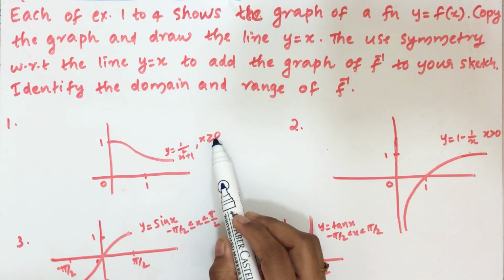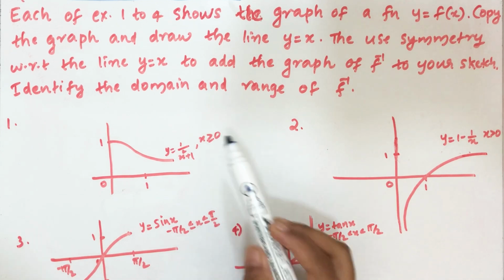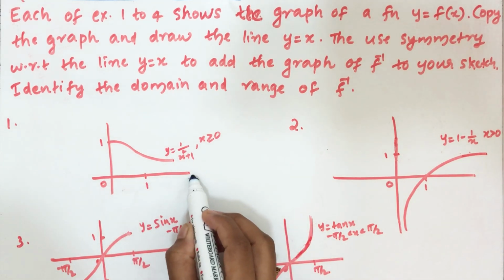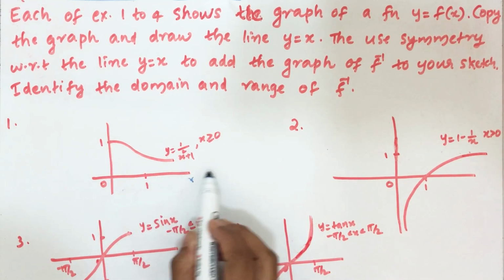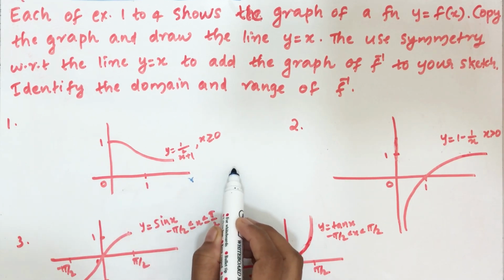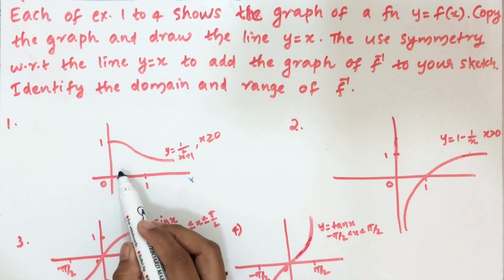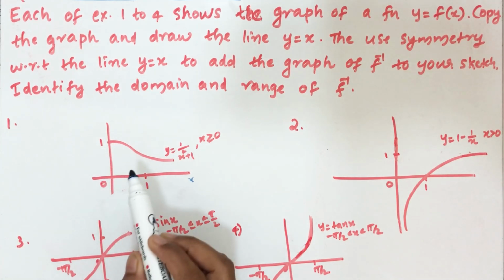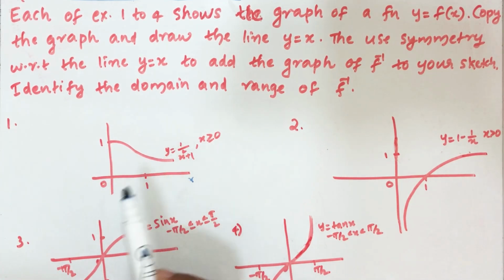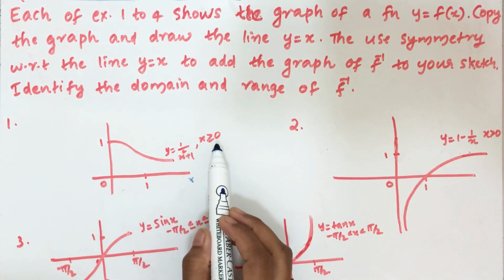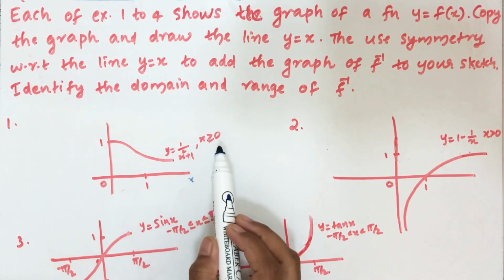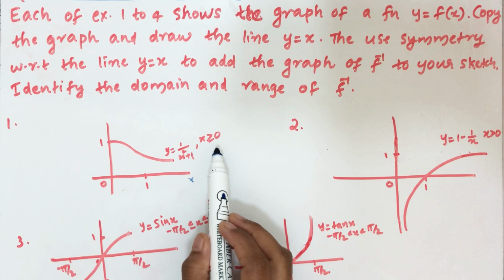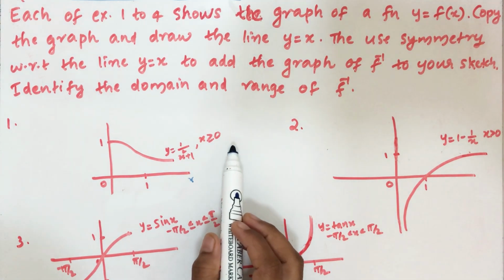Here the domain is x greater than or equal to 0. See the x-axis, all the values from 0 to infinity. And here the range is, see, y-axis 0 to 1. So the domain and the range of f inverse are just reversed. Domain of f is the range of f inverse and the range of f is the domain of f inverse. Okay, we can see that.